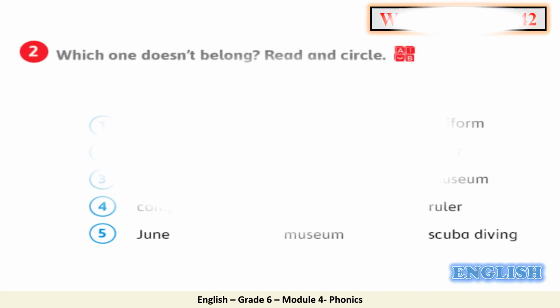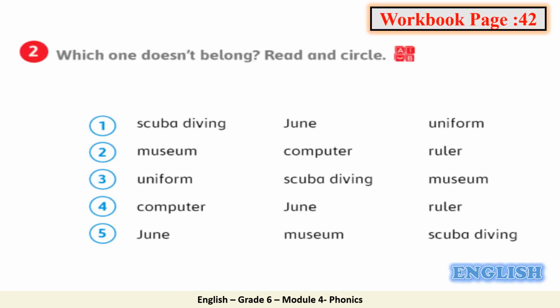Let's move on to exercise number 2 on the same page. We have which one doesn't belong? Read and circle. I'd like for you guys to pause the video for a little bit, read the words, and then pronounce them correctly and circle the one that doesn't have the same sound as the other two. Okay? Take your time and then let's check together after you're done.